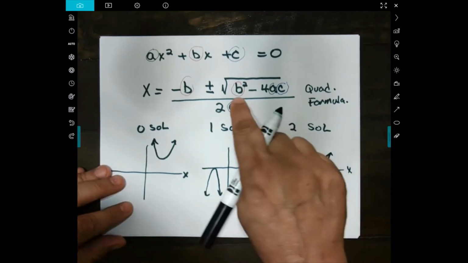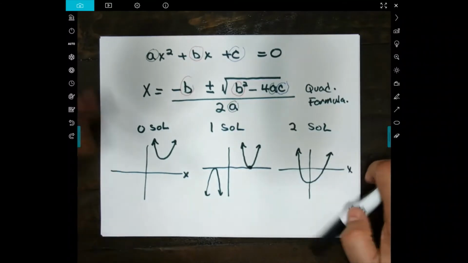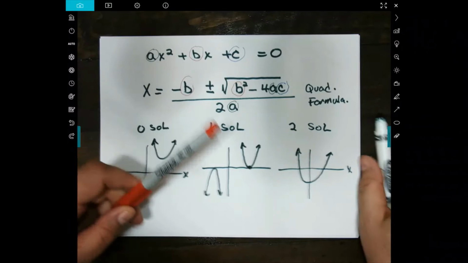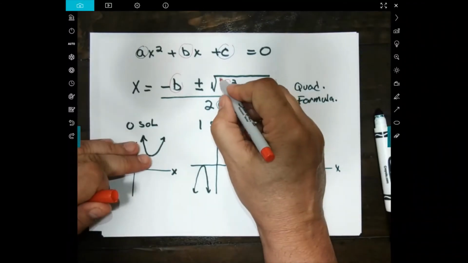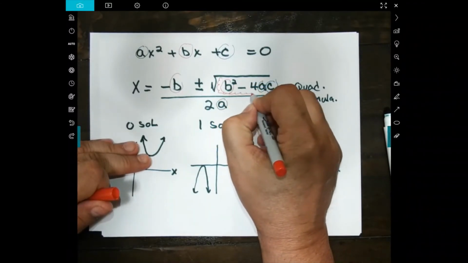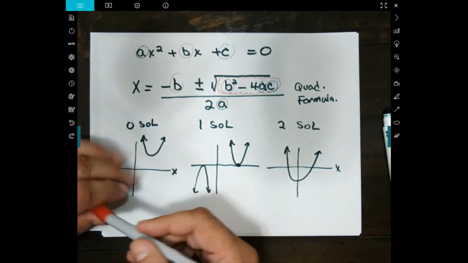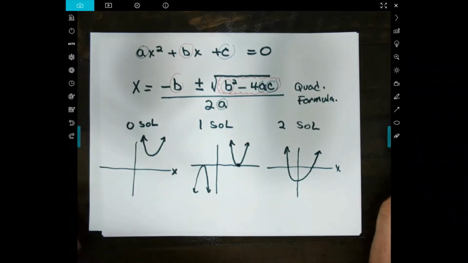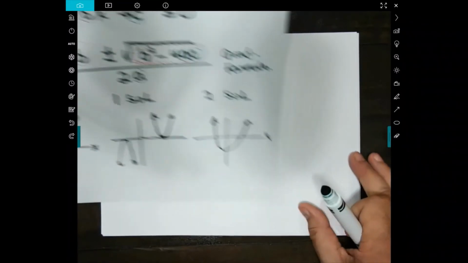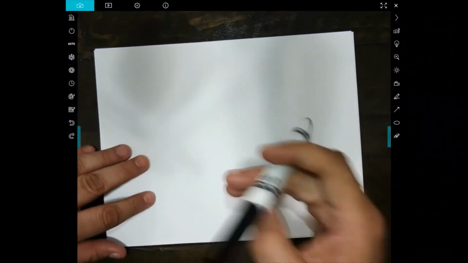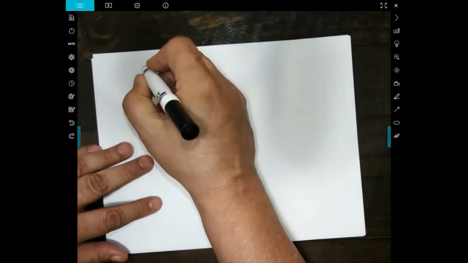Okay, so if we look at this special term that you see right here underneath the radical, I'm going to put a big cloud around it. This term right here, b squared minus 4ac, that's called the discriminant. Let me switch pages here. Discriminant.